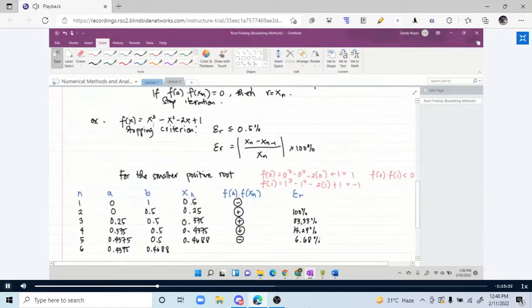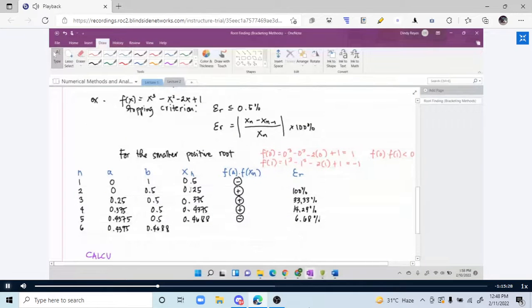What is f of A? It's the value of the function at x equals A. So you substitute, for example, in the first iteration, you substitute 0 for A. And then what's the value of f of x sub n? This is x sub n, no? That's the value of the function f at x equals 0.5. So, substitute the 0.5 here.